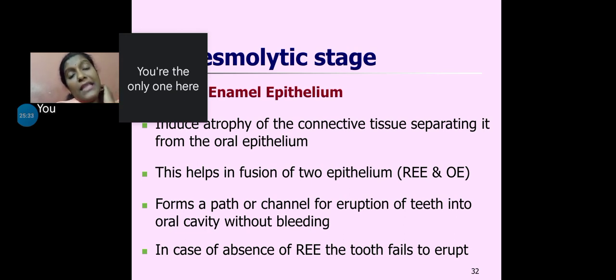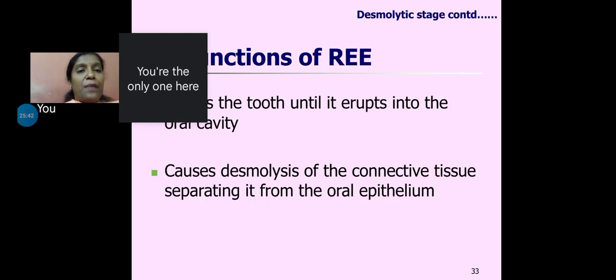Okay. In case there is absence of reduced enamel epithelium, the tooth fails to erupt because the pathway is not cleared up so that the tooth can erupt into. So whenever a function of reduced enamel epithelium is asked, the last two stages, that is protective stage as well as desmolytic stage, need to be considered as the functions of reduced enamel epithelium.